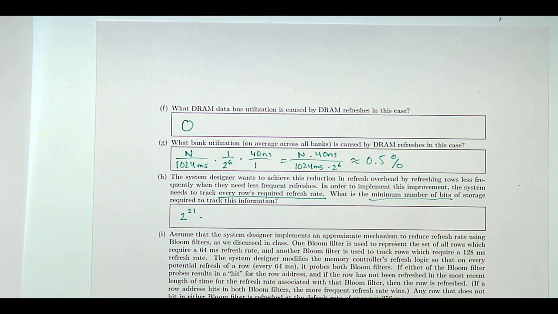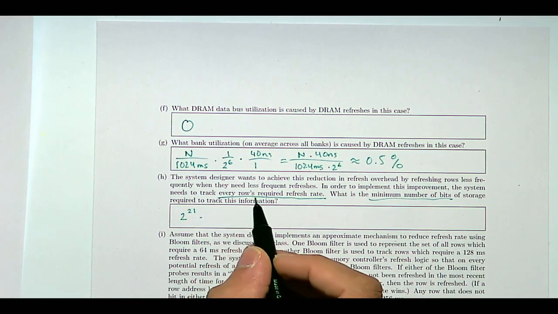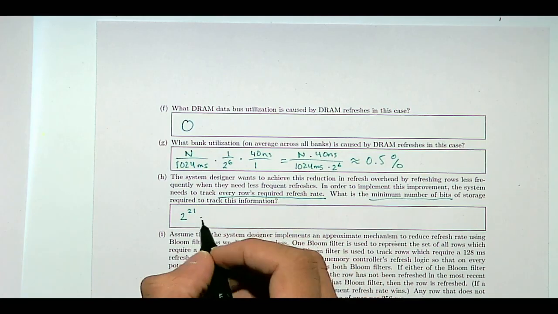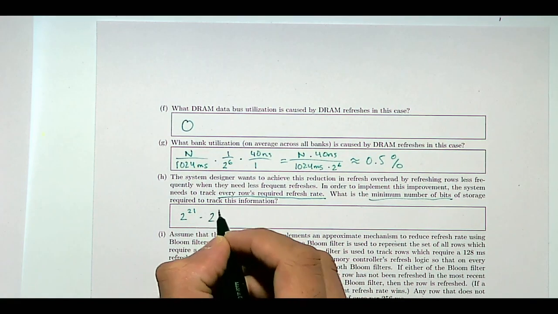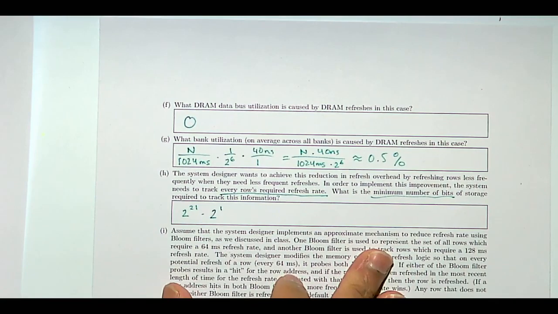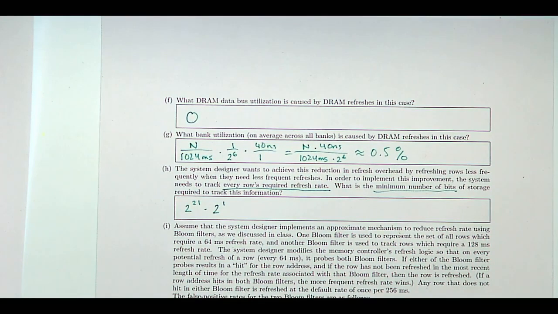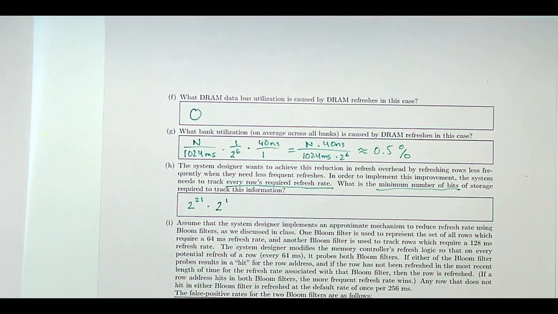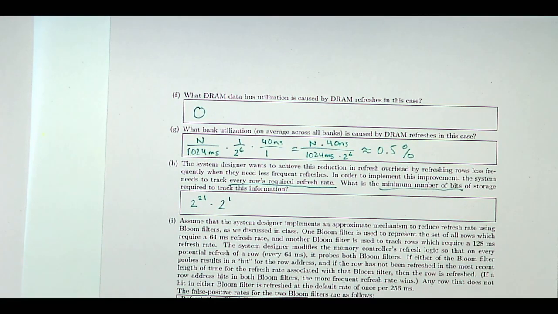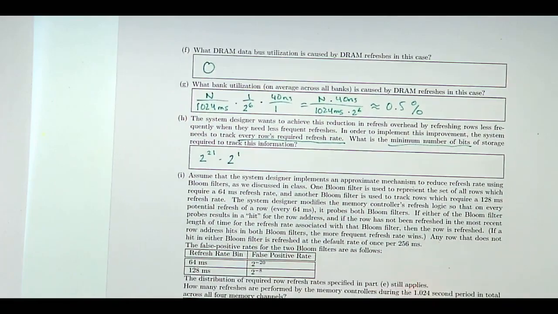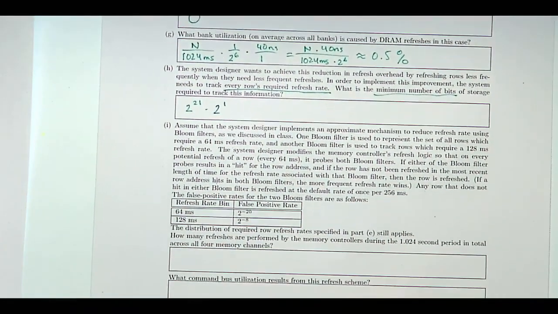Yeah, I think so. This question leads you towards tracking each row state individually, right? So that's what this would be, right? 2 to the 21 times 2 to the 1, which is, I guess, the solution that's posted on the online solutions. Okay, fair. So then part I.